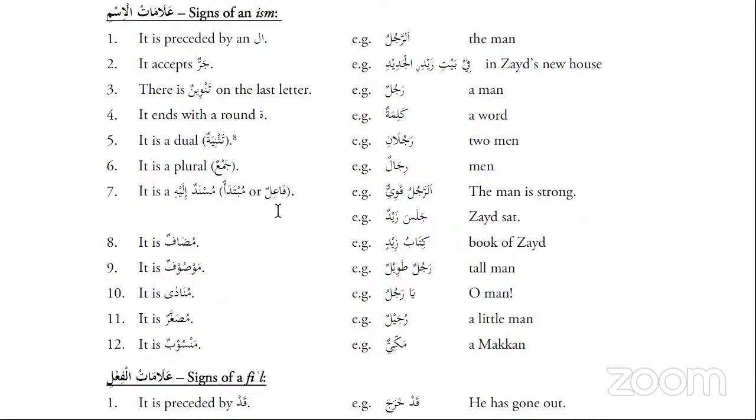Then musaghirun. It is musaghirun. So musaghirun is a pattern in the Arabic language which indicates small, like you know the word Sukaina.